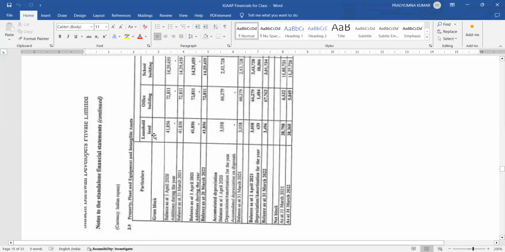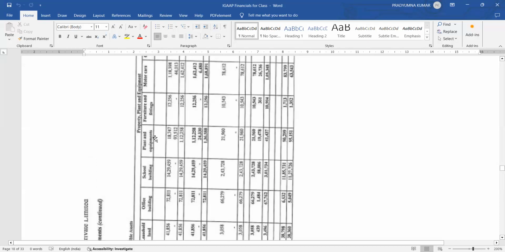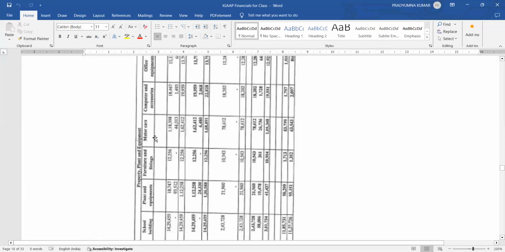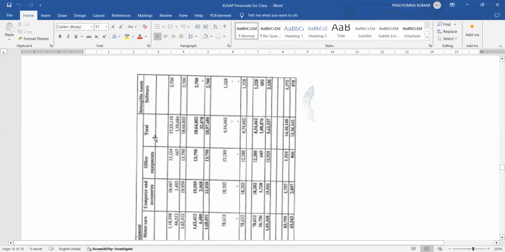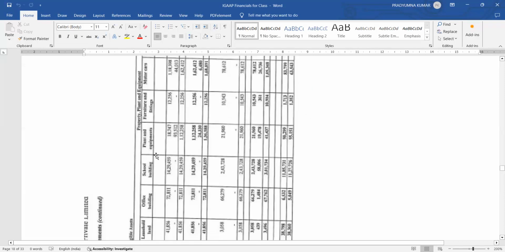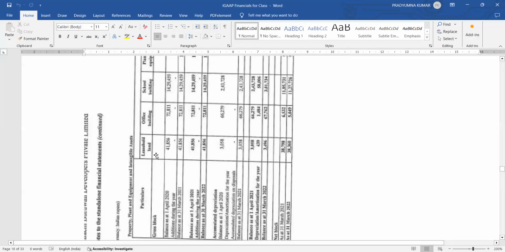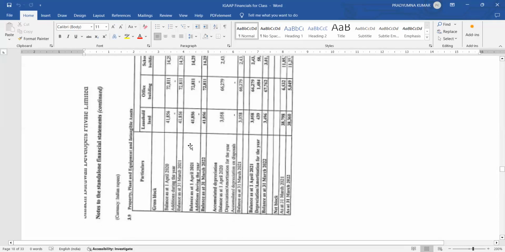We keep the rows with the assets and the years and all with the columns, but they have given it in a different way. Leasehold land, office building, school building, plant and equipment, furniture and fittings, motor car, computer and accessories, office equipment, total and intangible asset. What they are showing in columns is usually shown in rows, and what is shown in rows is usually shown in columns, but they have made it in a different way. Okay, some people do it because of their convenience.